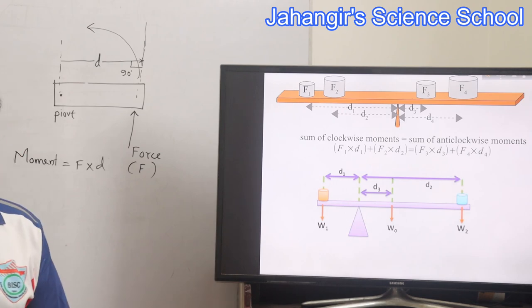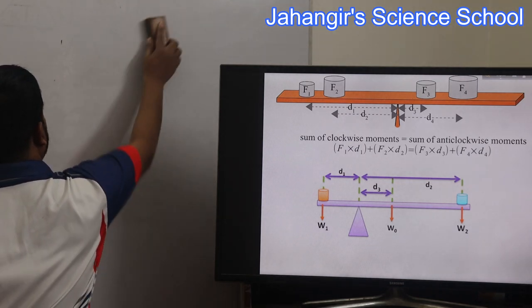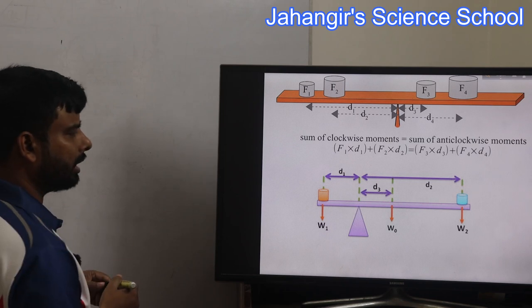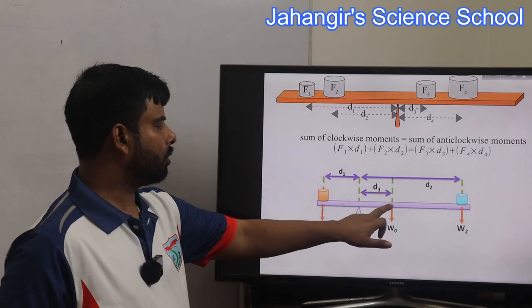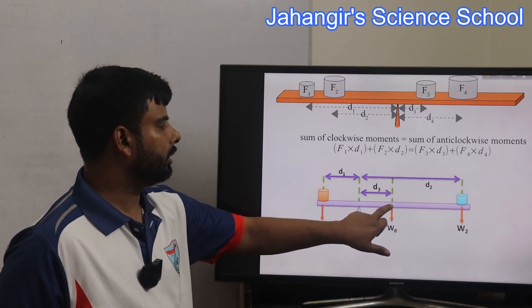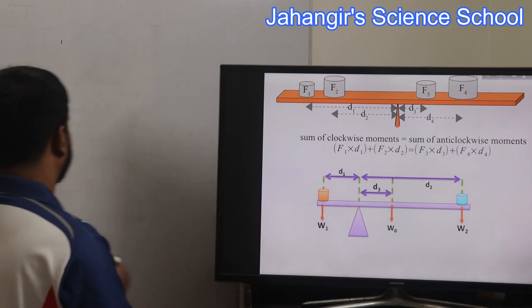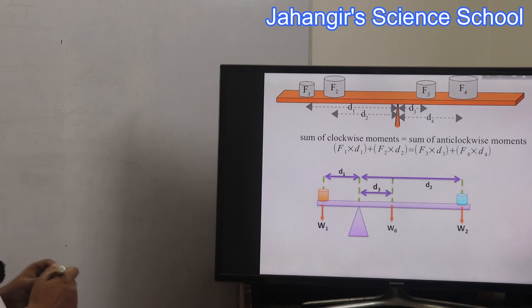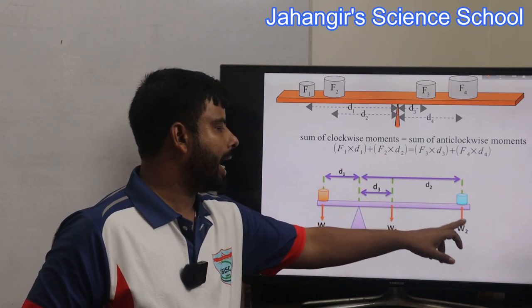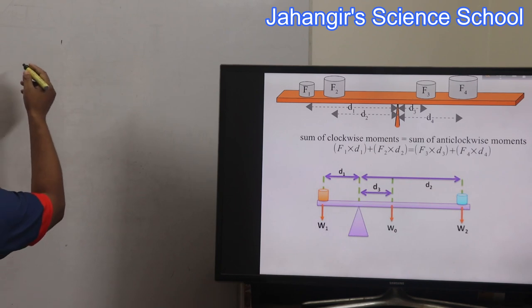Now produce a principle of moment formula for this diagram. Here weight of the uniform rod acts at the middle of the rod. So this one is the center of gravity. So there are two clockwise moments. One is weight of the plank, weight of the rod, and W2 is the weight of the blue color beaker.